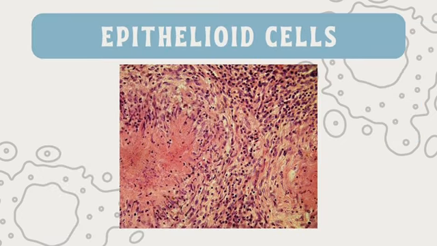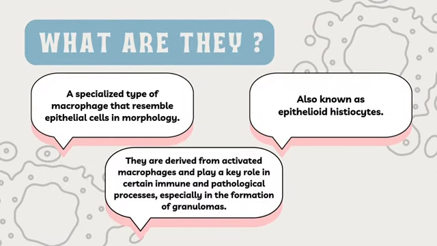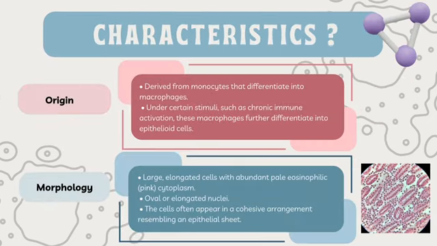What are epithelioid cells? Let's begin by understanding epithelioid cells. Epithelioid cells are specialized macrophages that resemble epithelial cells in appearance. They are also referred to as epithelioid histiocytes. These cells are derived from monocytes, which differentiate into macrophages. Under chronic immune activation, such as persistent infection or inflammation, these macrophages further differentiate into epithelioid cells.